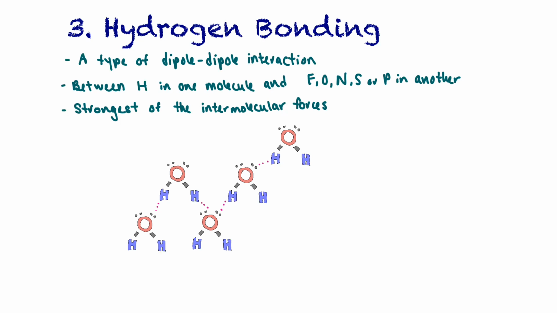Our final type of intermolecular force, and the strongest one, is hydrogen bonding. And this is a type of dipole-dipole interaction that's between a hydrogen atom in one molecule and either fluorine, oxygen, nitrogen, sulfur, or phosphorus in another molecule. And like I said, it's the strongest of the intermolecular forces. So in this example, we can see water exhibiting this hydrogen bonding. So this negative dipole on oxygen is attracted to a hydrogen, and this hydrogen is being attracted to another oxygen, and so on and so on. So this hydrogen bonding actually gives water some very unique properties, which we'll talk about later in this video.